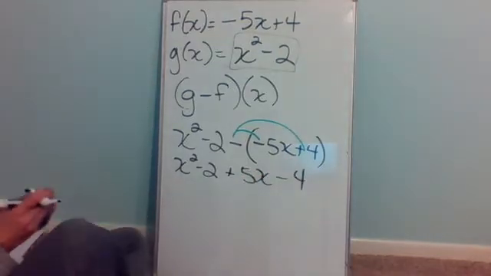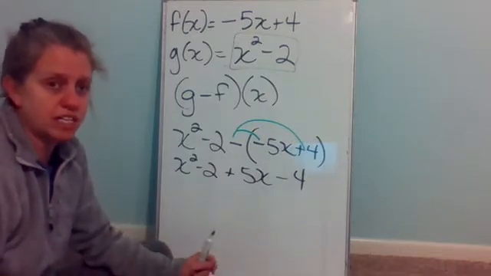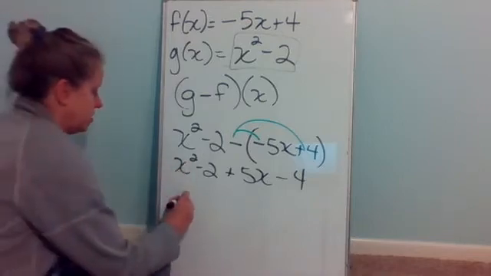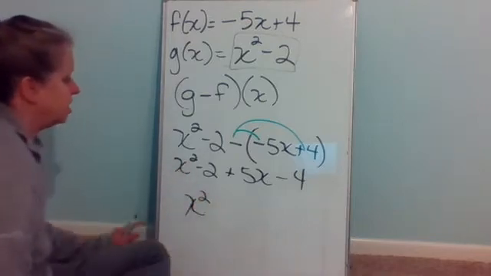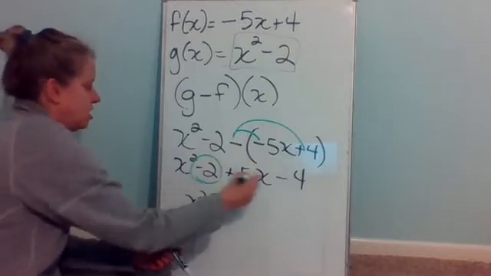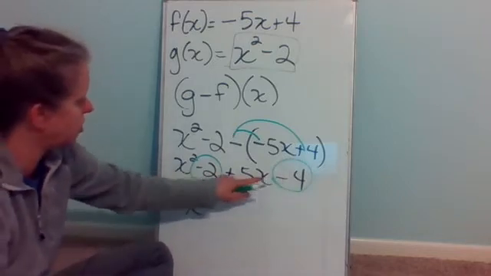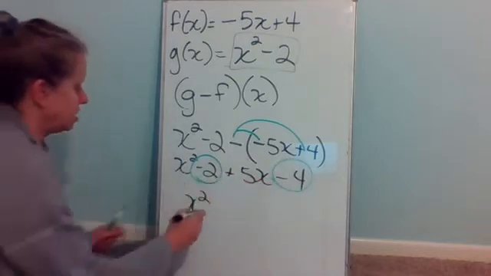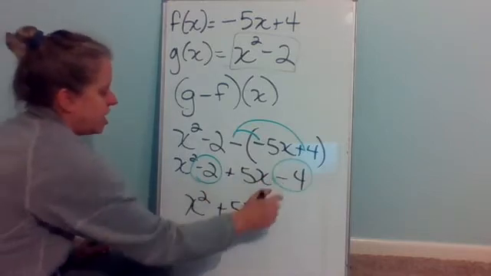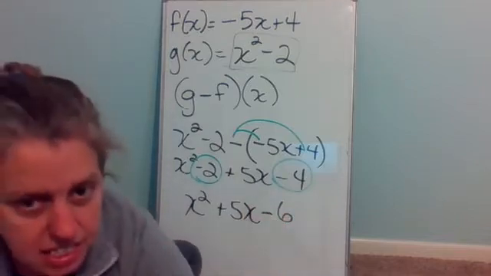And then the last part of this is just to combine your like terms, always starting with your highest exponent. So you have x squared here. Then you're looking for your x's. The only terms you're going to be able to put together is that term with that term. So we're going to put those at the end since those are our constants. So I still have the plus 5x, and then the negative 2 and negative 4 together gives me negative 6.